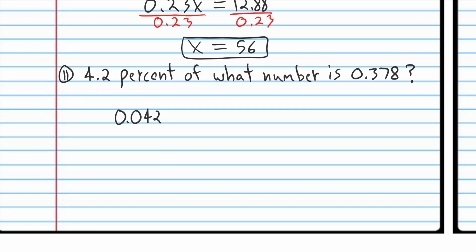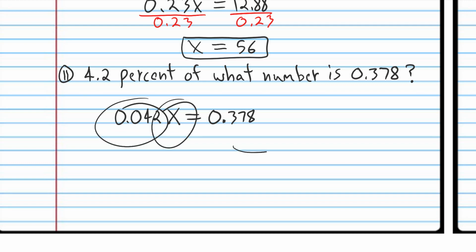So again, to find the percent of a number, you take the percent, change it into a decimal, and then you multiply it into the number, which we don't know, and they're telling us that that equals 0.378. That's just how you find the percent of a number. Don't overthink it. You take the percent and you multiply it into a number, and you get the percent of the number. But we're given the percent of the number. We're told the percent of the number is this number. And they're asking, what is the original number? This is an algebra problem.